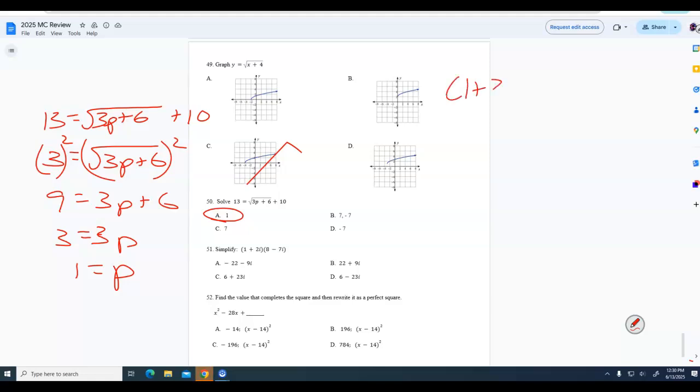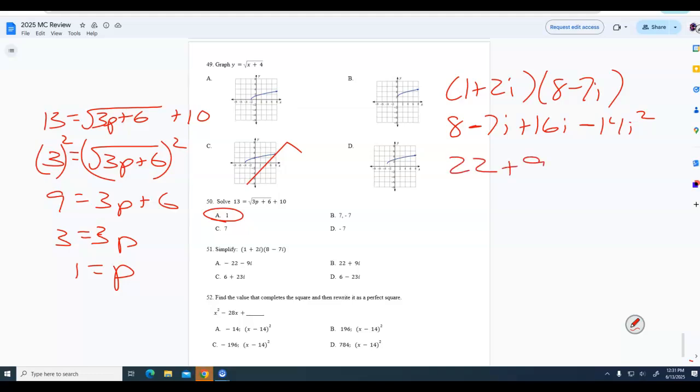And hopefully at this point, we remembered the rule that i squared is equal to -1. 8 minus 7i plus 16i minus 14i squared. -1 times -14 is 14. 14 and 8 is 22. -7i and 16i is 9i. So the answer is B.